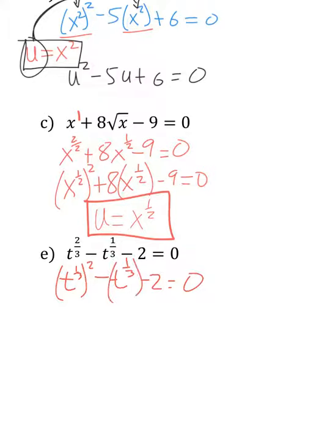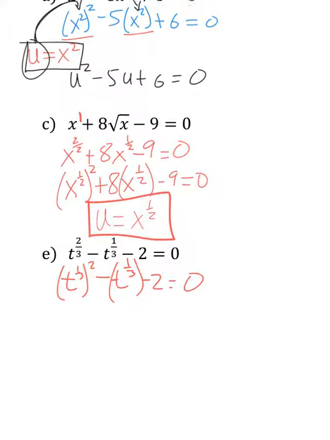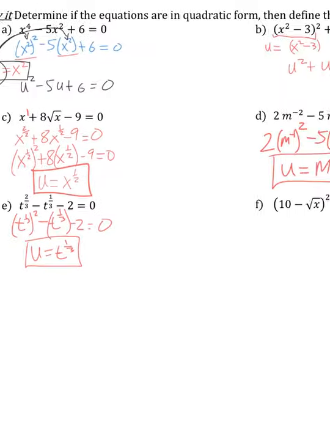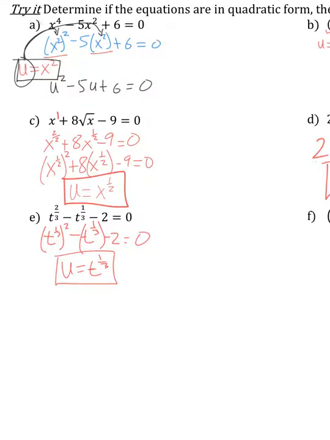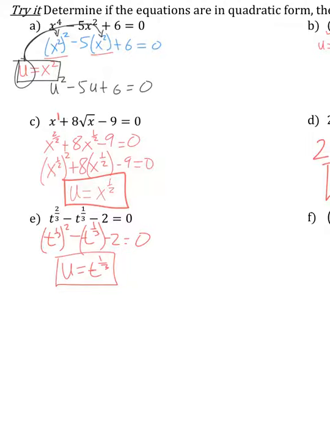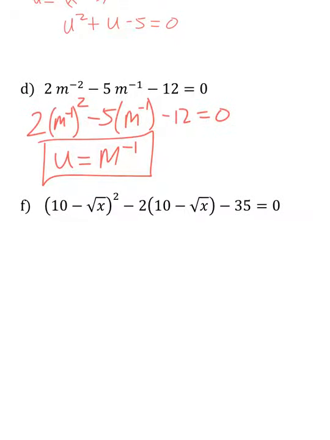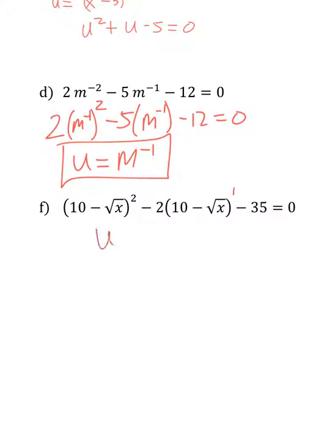Okay, so we got parentheses squared minus a parentheses minus 2. So what's your u? T to the third. Is t to the third going to come back into play? Yes, it is. We're going to solve all these in just a moment. That second step there, once you get the hang of this, you don't need to write that second step out. But that's what's going on, all right? The next one's easy. Piece of cake. What is u? 10 minus square root of. There you go.